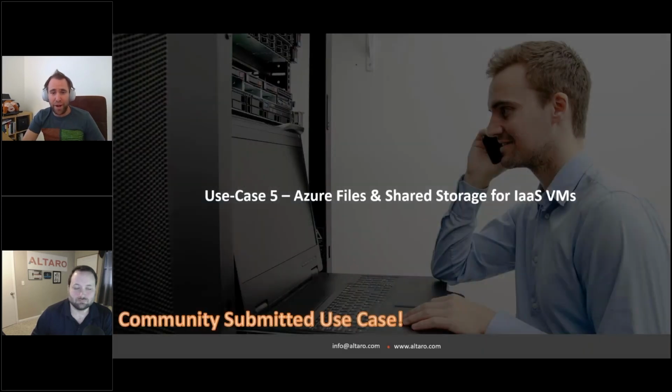So the next one we had also from the community was Azure Files and shared storage for IaaS VMs. Azure Files basically is a file service, so you can use SMB file shares as a service, if you will. And there are certain things you need to do. First of all, it was designed basically if you have 2 VMs and they should access the same data set. You can use Azure Files and mount a file share to those VMs, and basically both VMs or multiple VMs can access those files.